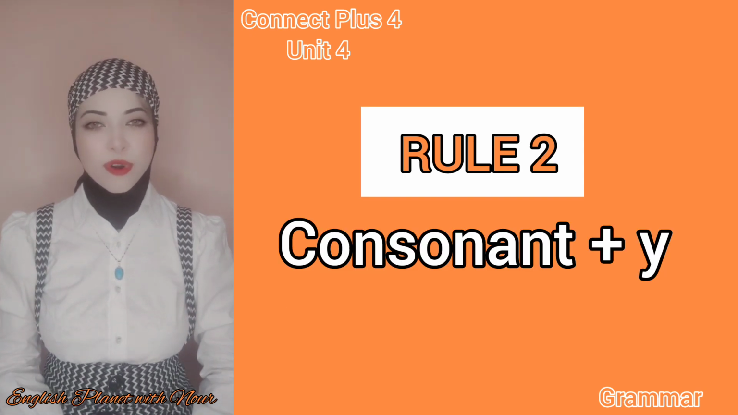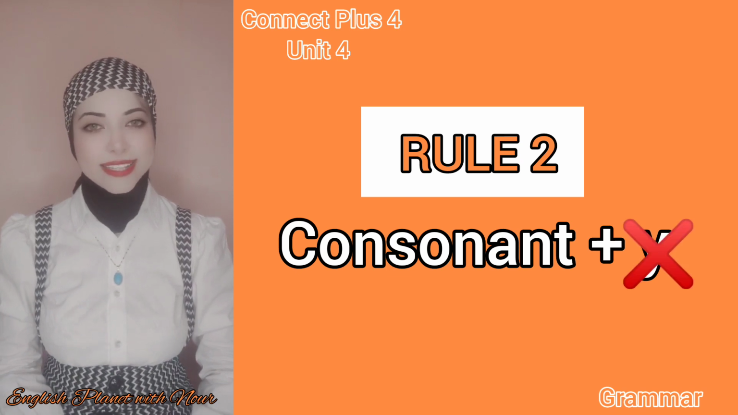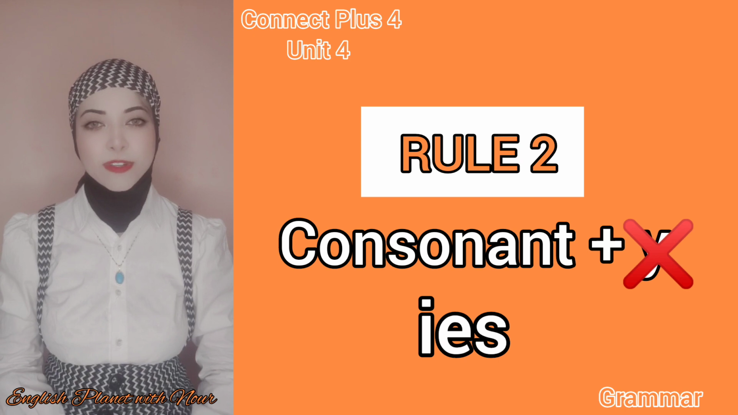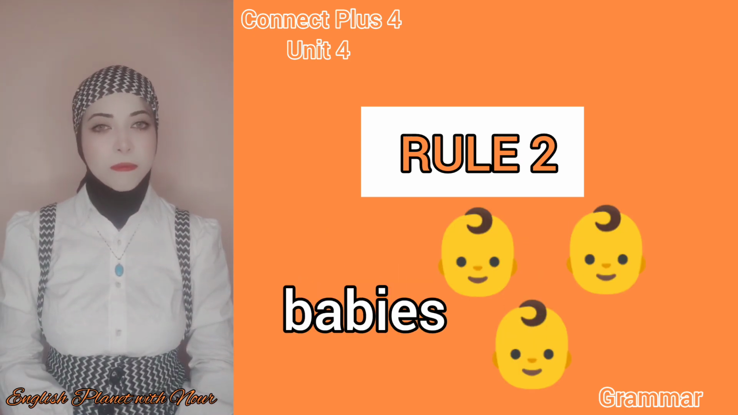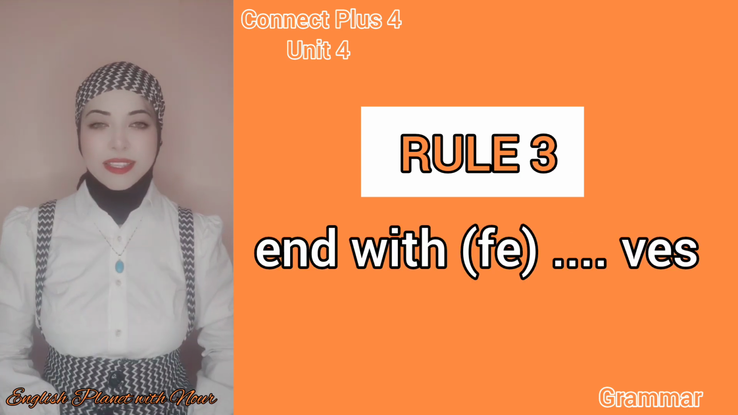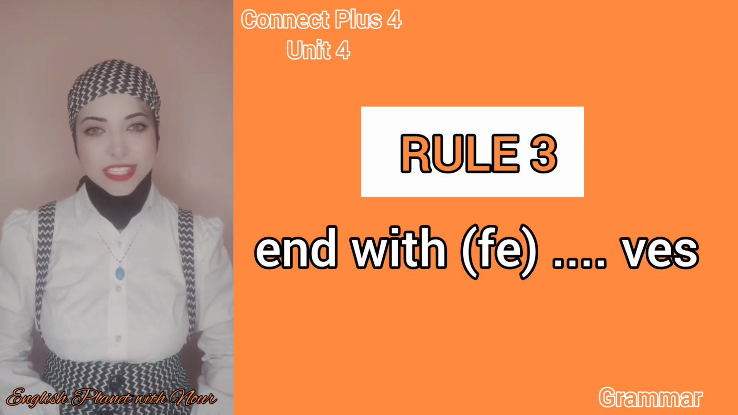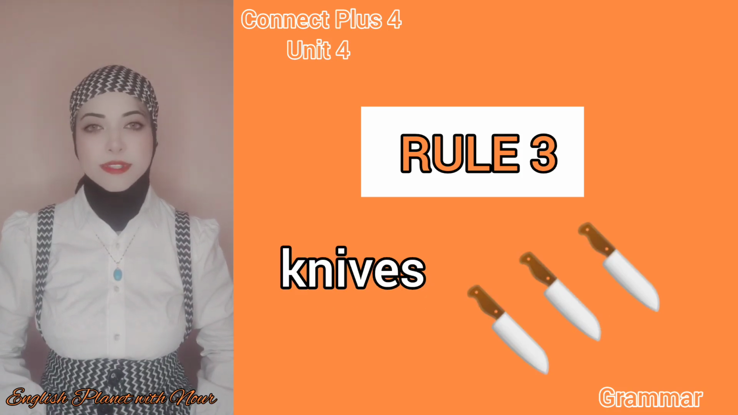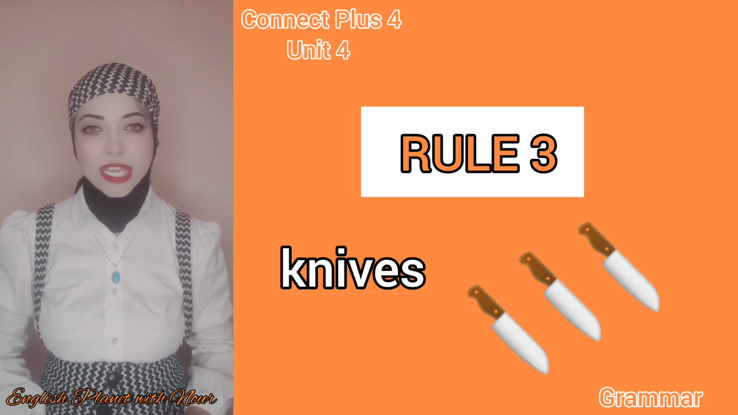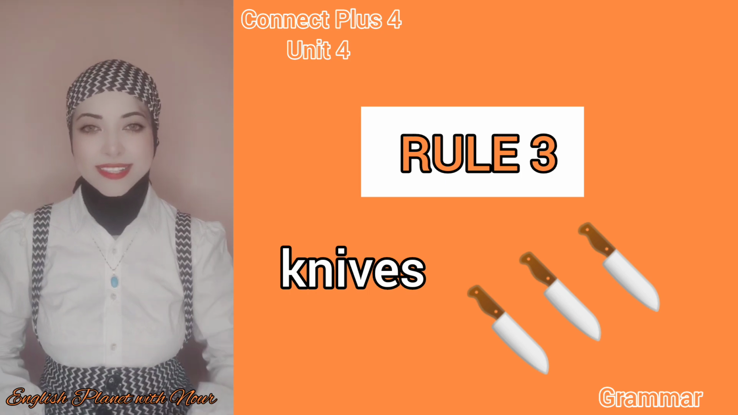If you find any word that ends with a consonant plus Y, you have to cancel the letter Y and add IES if you want to change it into a plural noun. A baby, babies. For nouns that end with FE, change it into VES. A knife, knives. We cancelled FE and added VES.